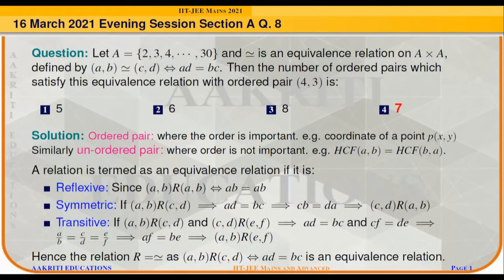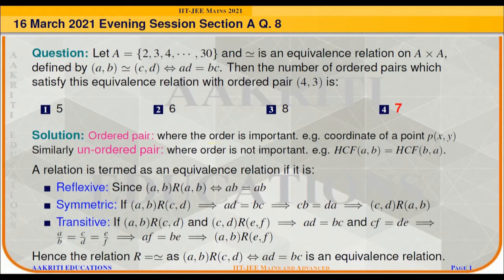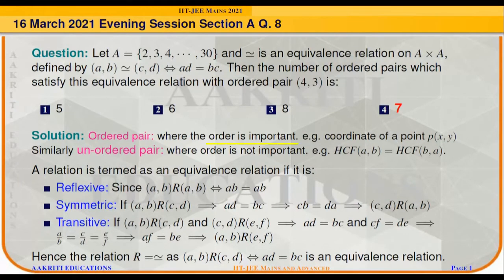So first we study what is the difference between ordered pair and unordered pair. Ordered pair means where the order is important. For example, coordinate of any point. If you say 1 comma 2 is the coordinate of any point, then 1 comma 2 is not equal to 2 comma 1. Similarly, unordered pair means order is not important. For example, HCF of A comma B is always equal to HCF of B comma A. So here A comma B is an unordered pair.